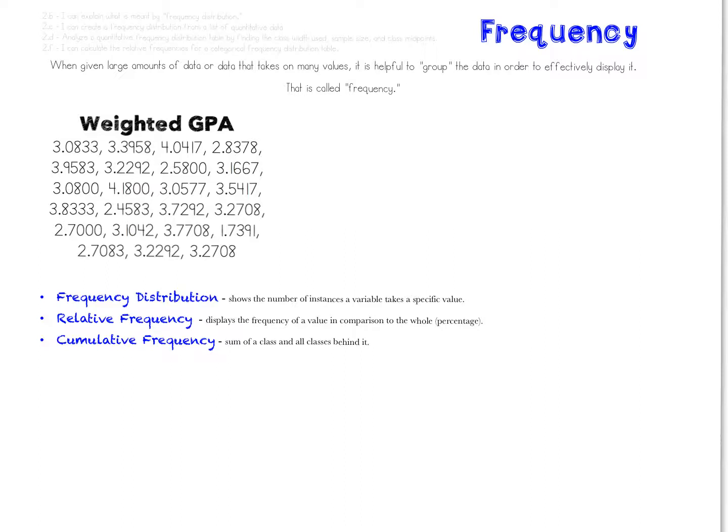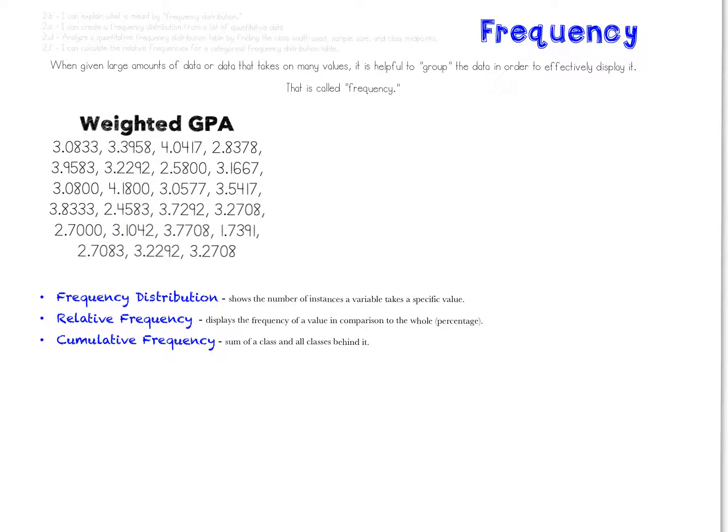Relative frequency, which tells the frequency of a value in comparison to the whole. So relative frequency is always a percentage. And then this idea of cumulative frequency. So cumulative means over time. I'm continuing to add to it. So it's the sum of a class and then all the classes behind it. So we will make sense of those terms as we move through this lesson.